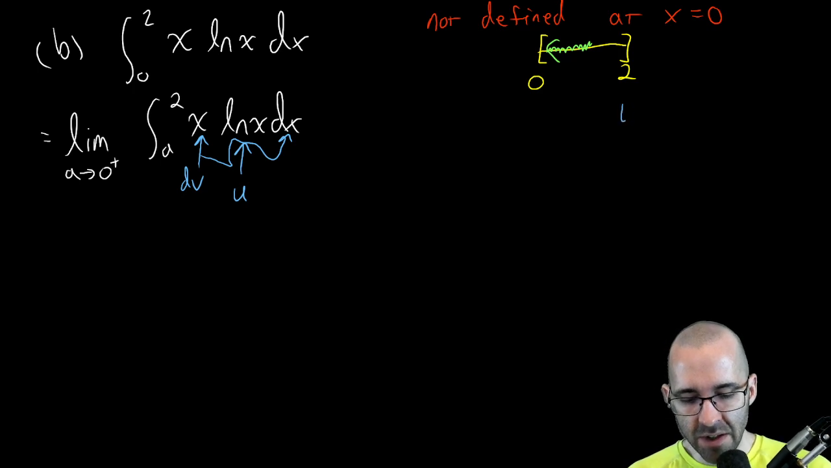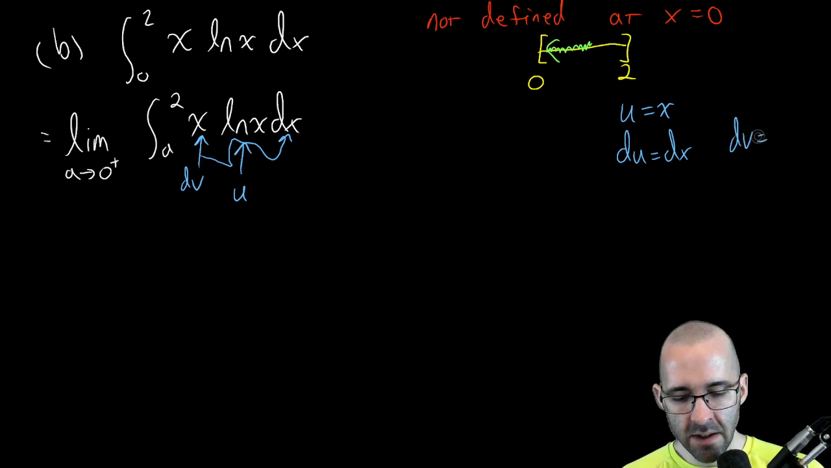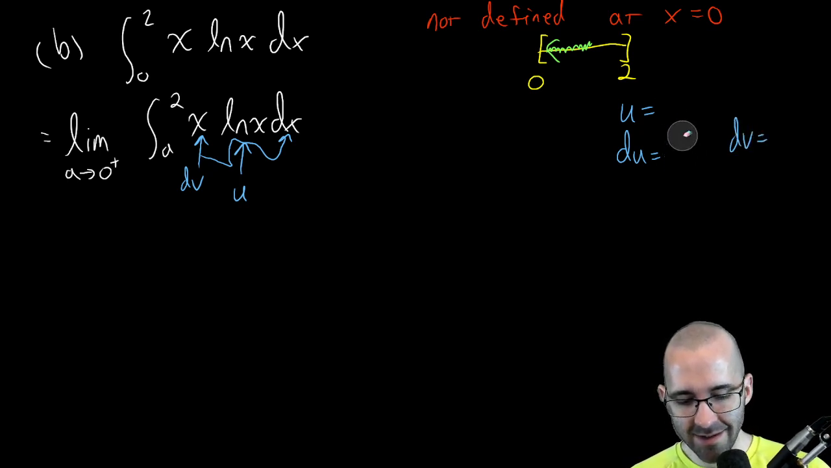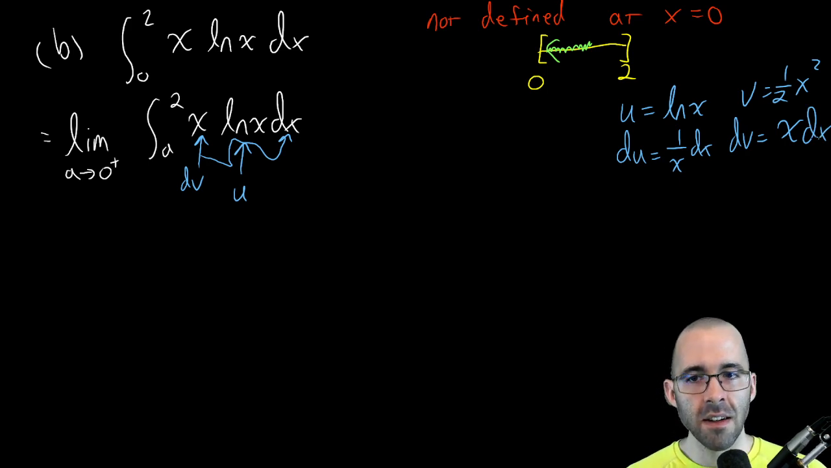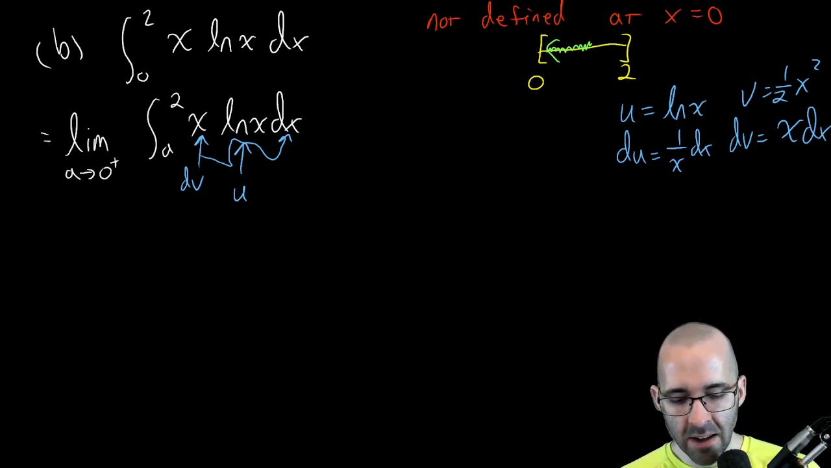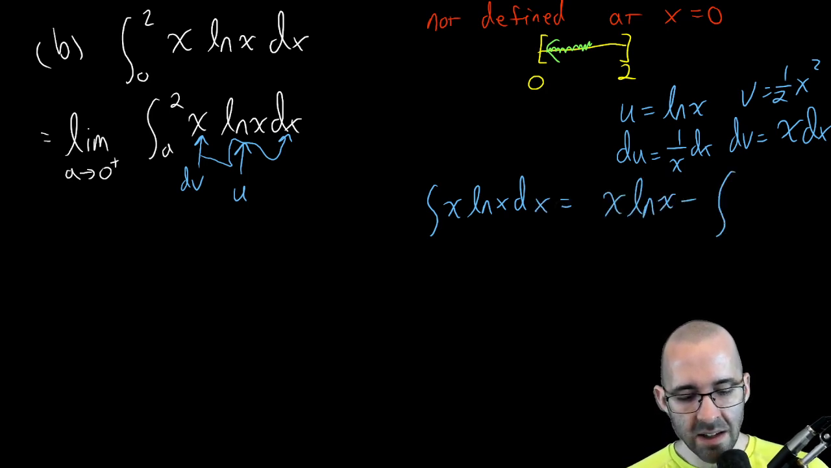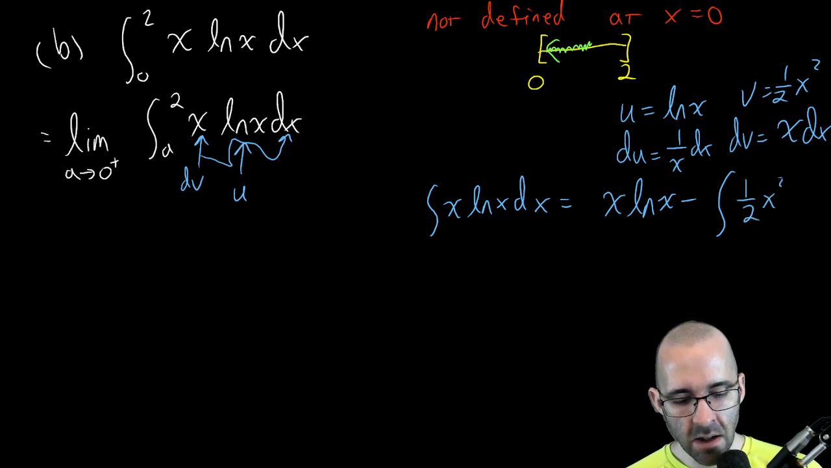So that means u is x, du is dx. Whoa, that's not what that means. That means u is natural log of x, so du is 1 over x dx. dv is x, so its antiderivative is v, 1/2 x squared. Now integration by parts says the antiderivative of u times dv is equal to u times v minus the integral of v du.